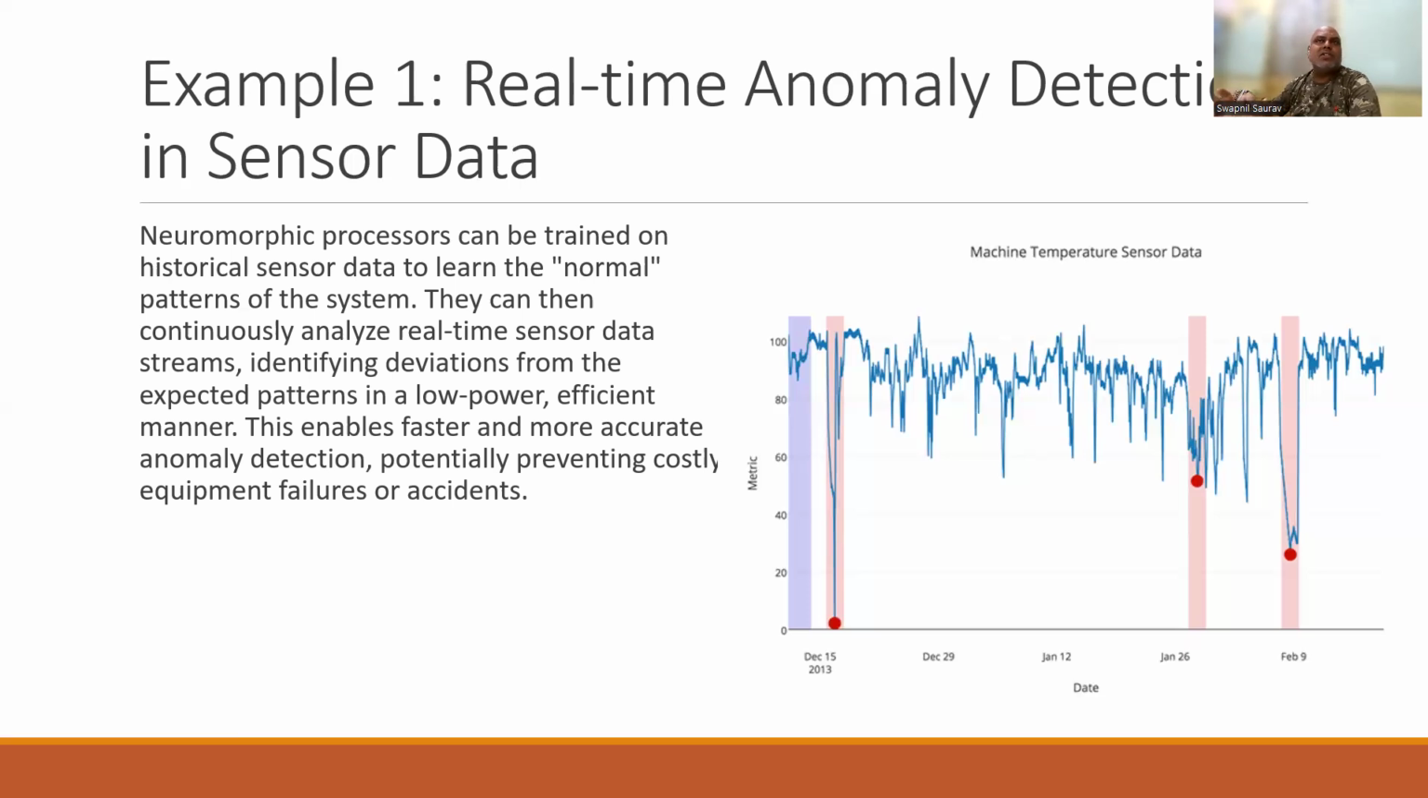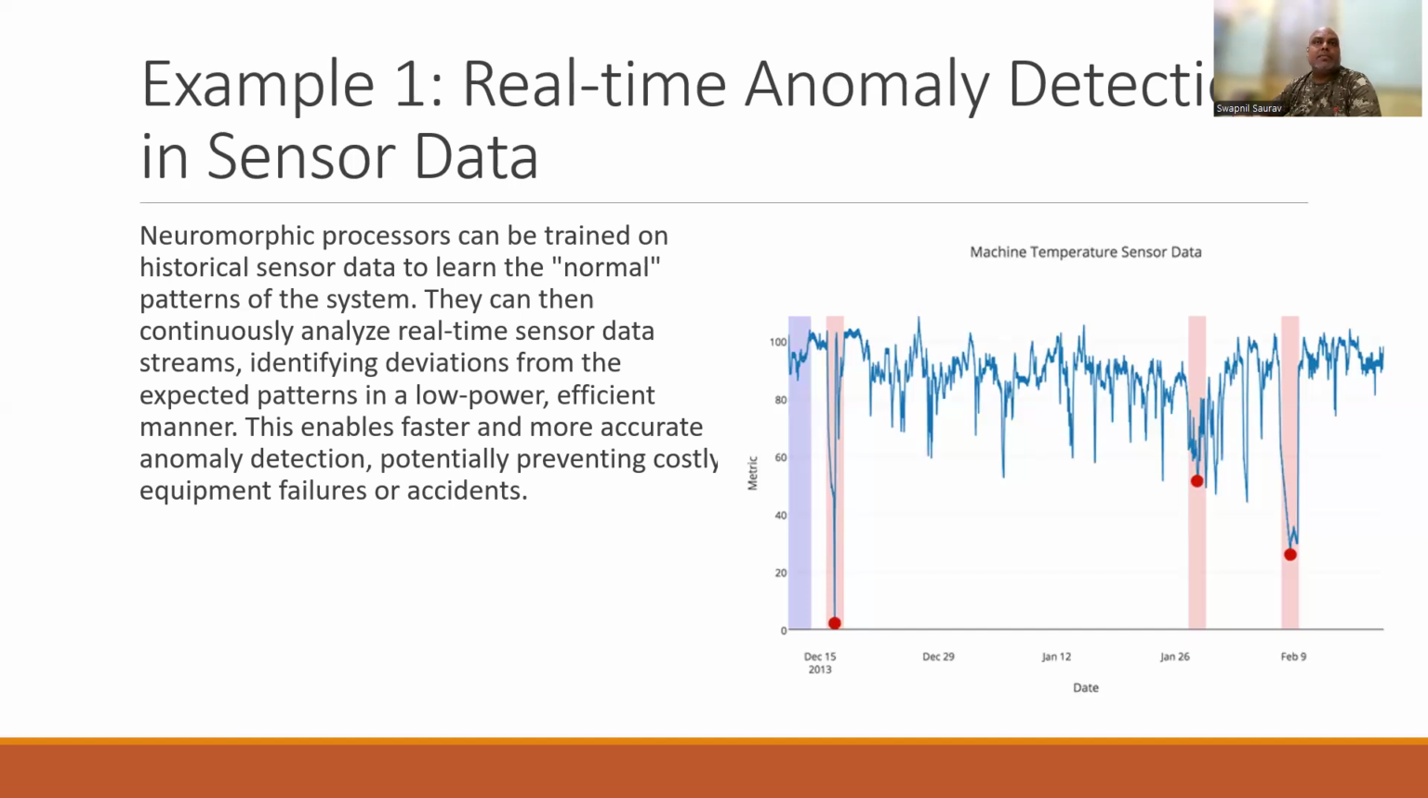Neuromorphic chips use artificial neurons and synapses to process information in a similar way. Low power consumption. Neuromorphic chips are designed to be energy efficient, unlike traditional CPUs or GPUs. This is crucial for resource-constrained devices like sensor nodes that often have limited battery power. Parallel processing. Neuromorphic chips can perform computations in parallel, similar to how the brain processes information. This allows for faster processing of large amounts of sensor data in real time.